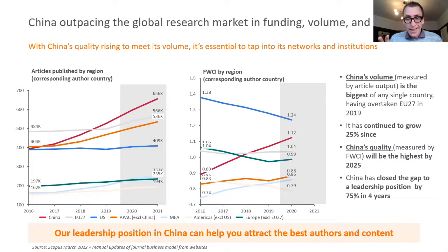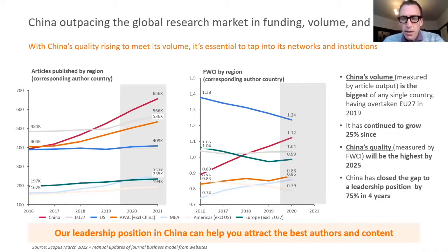But the slightly lesser acknowledged, I think, story is the quality development in China. So here we measure quality quite frequently by FWCI, because it normalizes for all of the subject and discipline volatility the impact factor does not. And so when we look at FWCI, average is 1. FWCI is field weighted citation index.